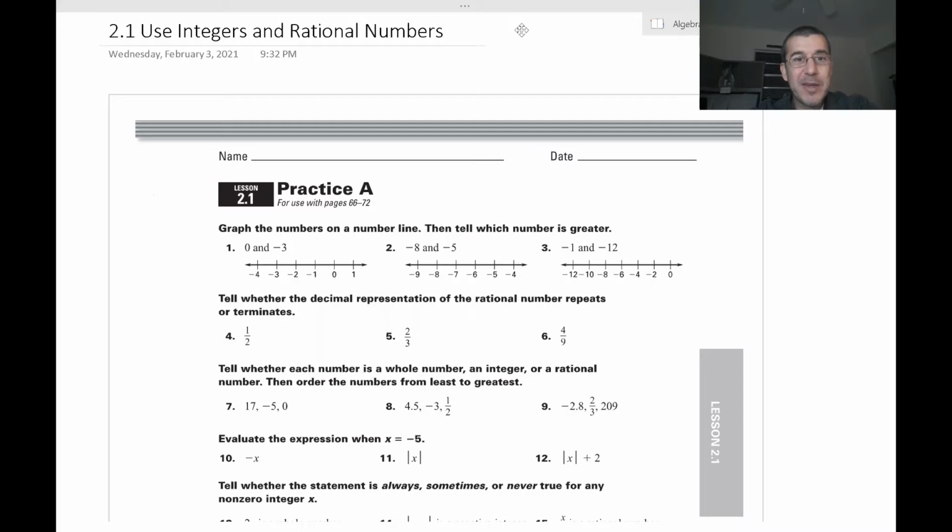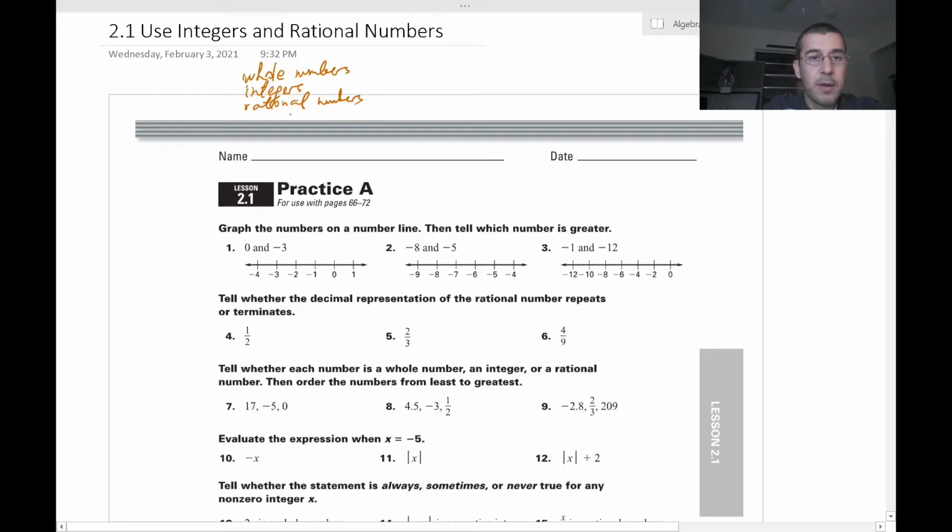All right, so before we start with section 2.1, let's go over the main concepts of this section. The concepts are: whole numbers, then integers, rational numbers, opposite numbers, absolute value, and then conditional statements.